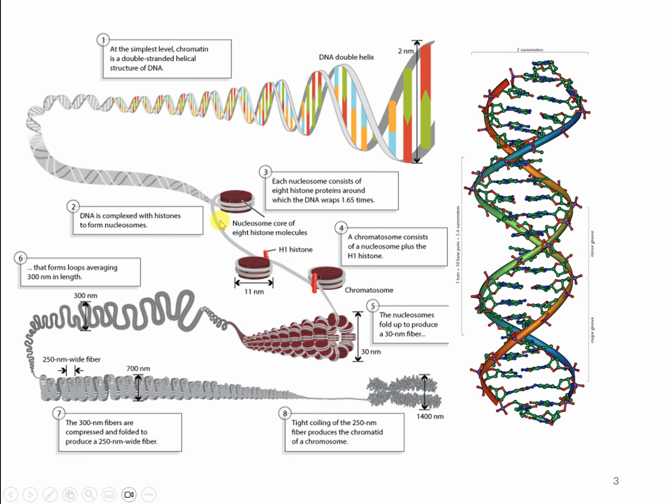And in the third level, what will happen? This DNA double helix coils again on the histone, and about 1.65 times the DNA helix coils around the nucleosome. So this would be the third organizational level, showing how DNA is organized. So in the third level, what happened?